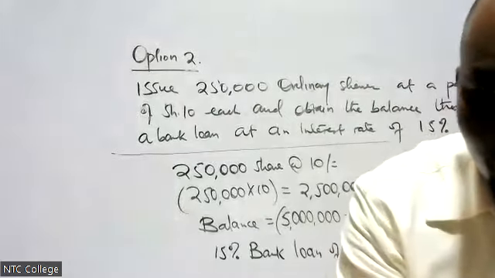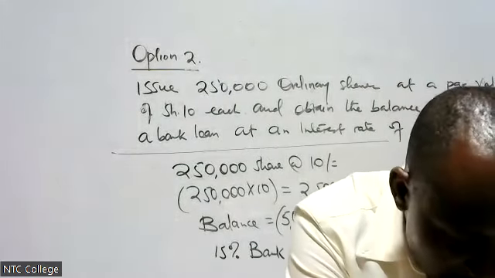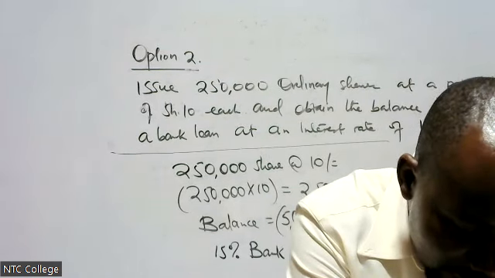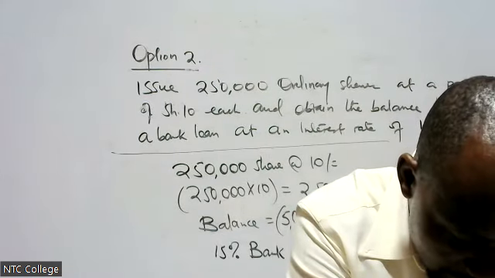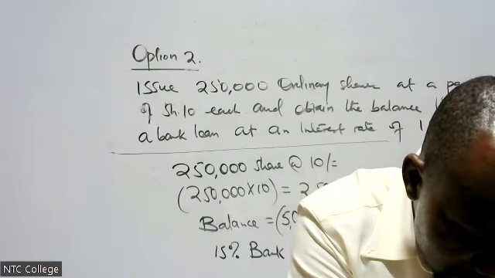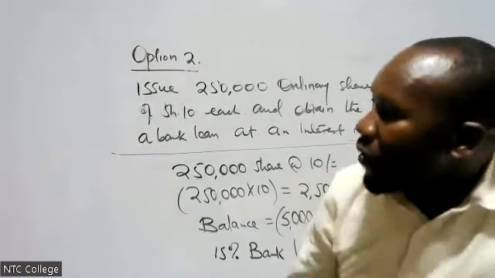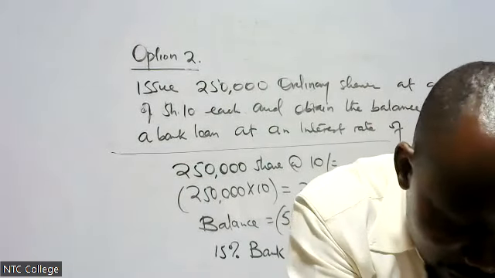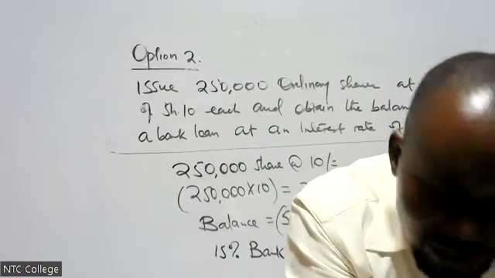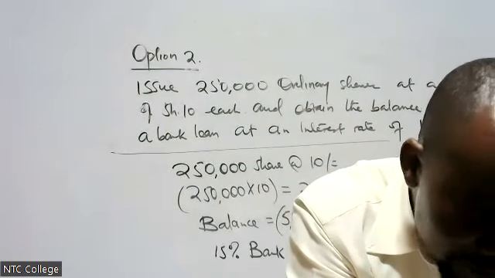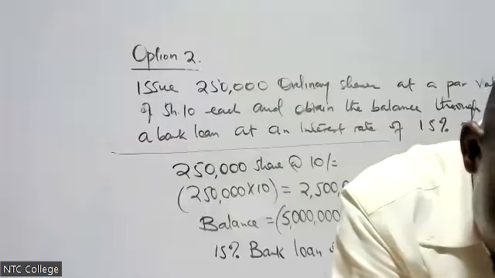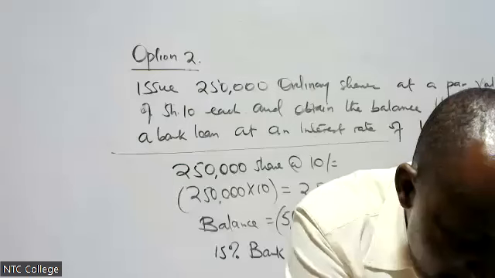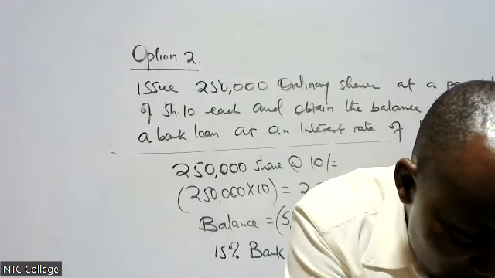Required: determine the effect of the two financing options on the earnings available to shareholders, and hence advise the company on the best financing option. So we have two options of financing, option 1 and option 2.